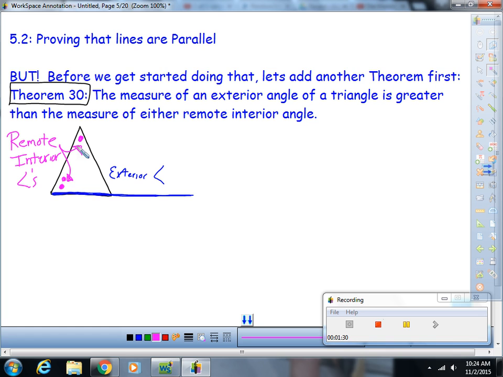We know that the exterior angle must be bigger than this angle and bigger than that angle. That's what Theorem 30 says. Does it have to be bigger than this angle? No, no, no, no. That's not what it says at all. So let's look at a couple examples. If I drew like a weird obtuse triangle like this.